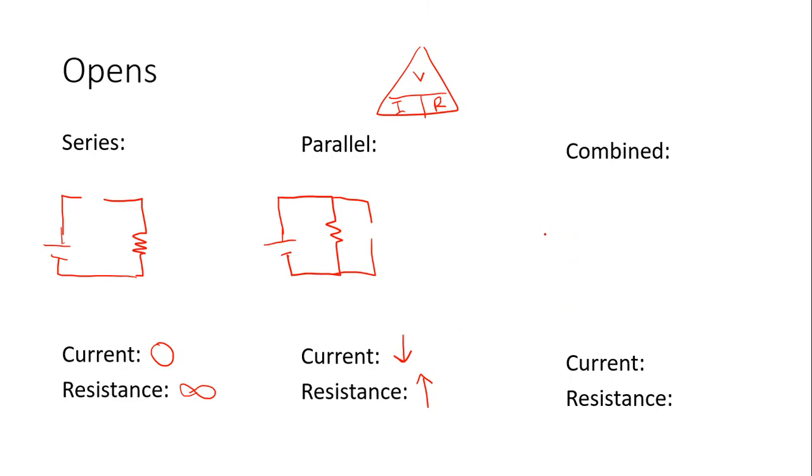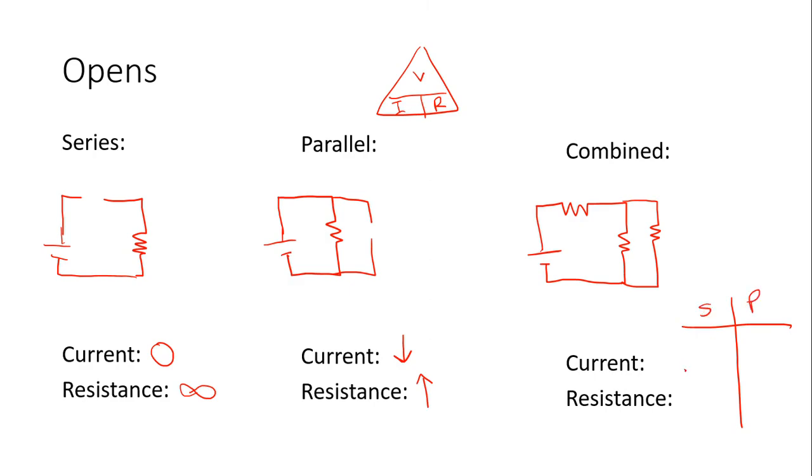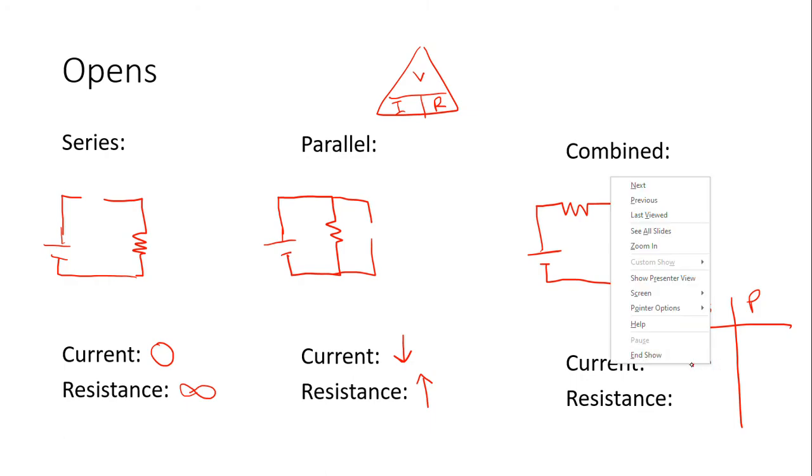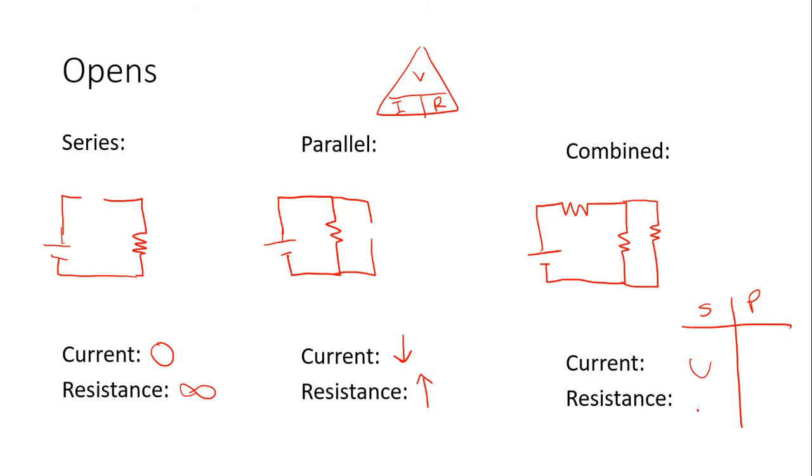Now, let's say we have a combined circuit. So we kind of have to have 2 situations here, the series and the parallel. If I open across the series part of the circuit, what happens? It's the same as the other thing. We have no current flowing. Make a 0. No current flowing. And then the resistance is infinite because there's no current flow.